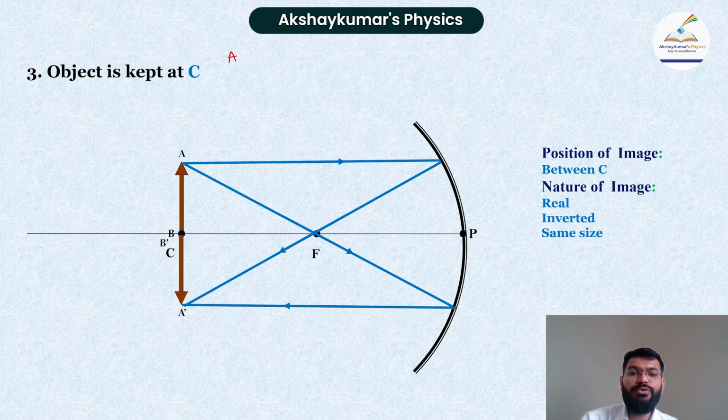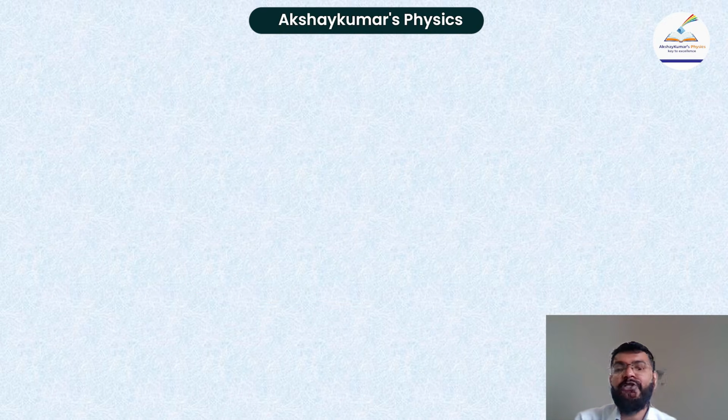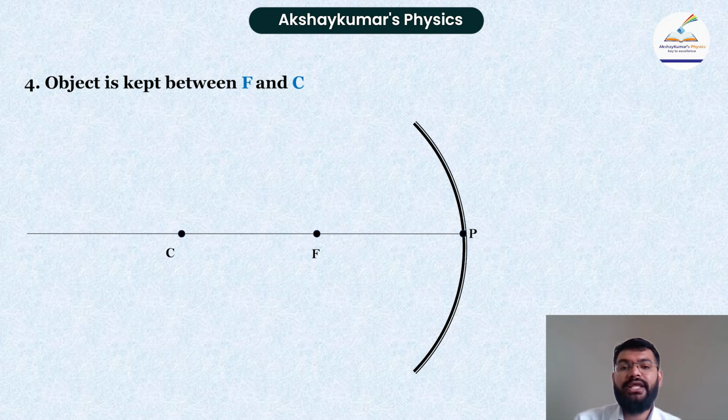Now we will move on to the next image formation, that is when the object is kept between F and C. So when you are keeping the object, it is going to be between this region, this region. So when we are talking about this region, it is between F and C. मैंने object AB ली, that is kept between F and C, AB.